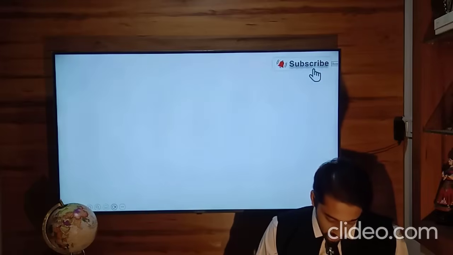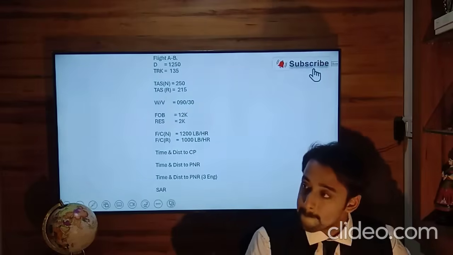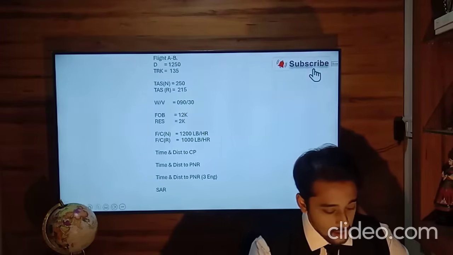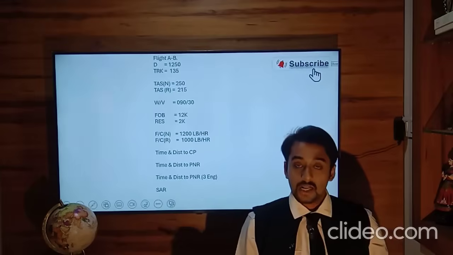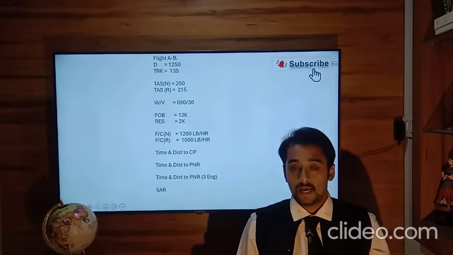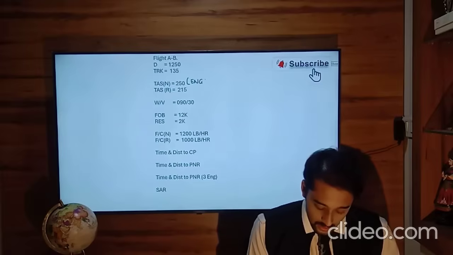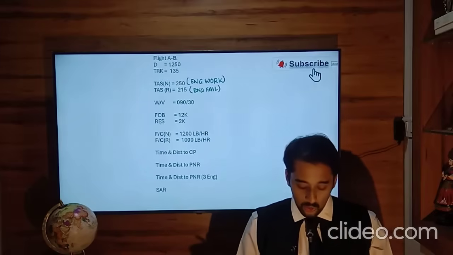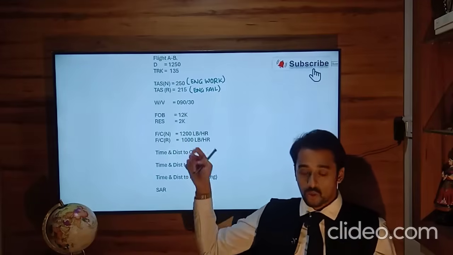Let's go to next question, question 25. Flight is from A to B, total distance is given, track is given, TAS normal and TAS reduced. TAS normal means all engines are working, and TAS reduced means engine failure has happened. Winds are given, fuel on board is given, reserve fuel is given, K means 12,000, 2K means 2000.